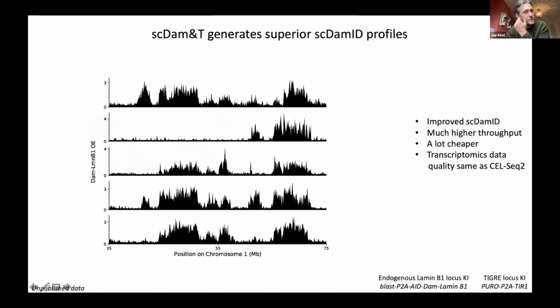So I'll show you some new data. This is in ES cells. Also to illustrate that one very nice side effect of this single cell DamID method is that the quality of DamID profiles improves significantly. So not only are we able to capture two modalities from the same cell, but also the one modality, DamID, improved a lot. As you can probably appreciate here from these five randomly chosen interaction profiles on chromosome 1 in ES cells.